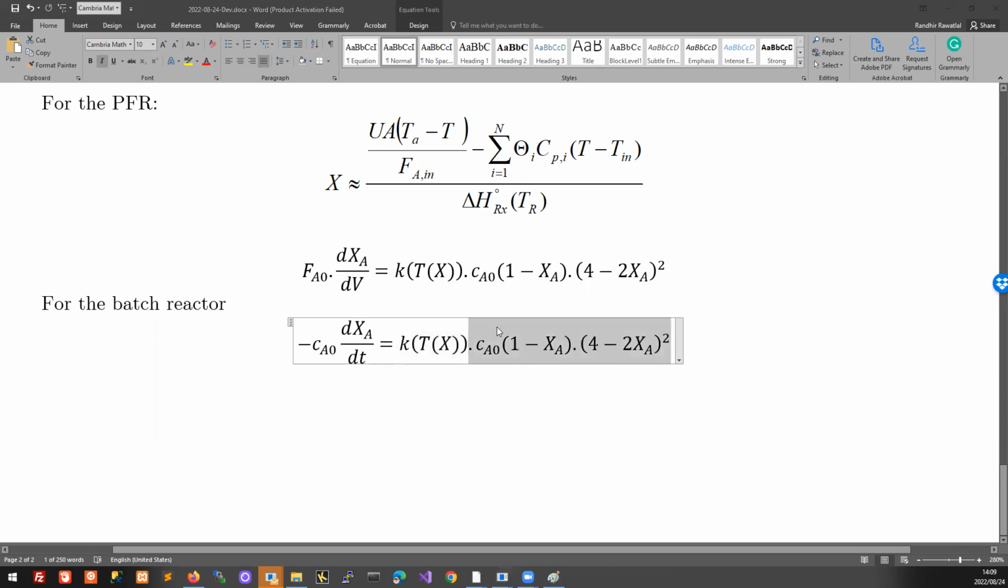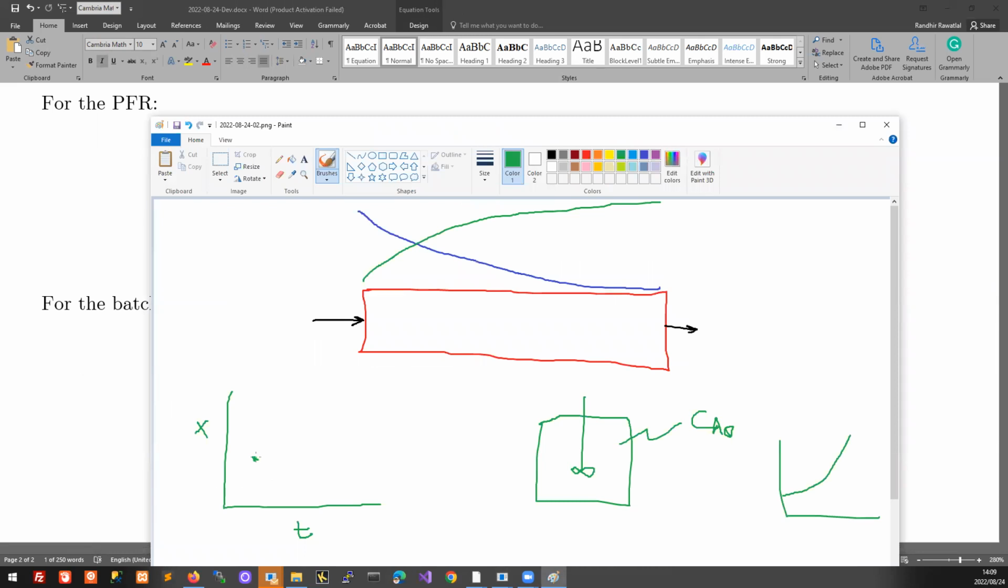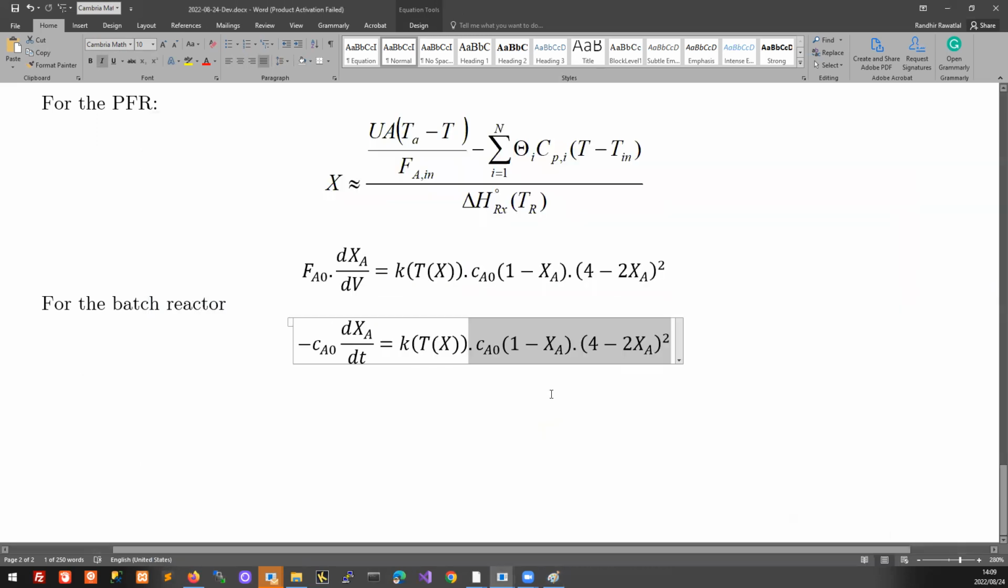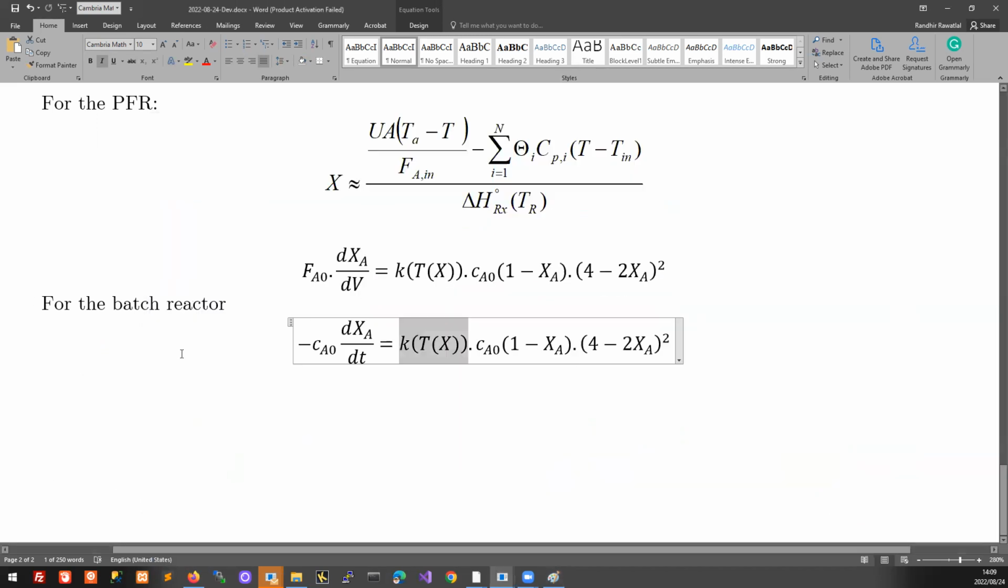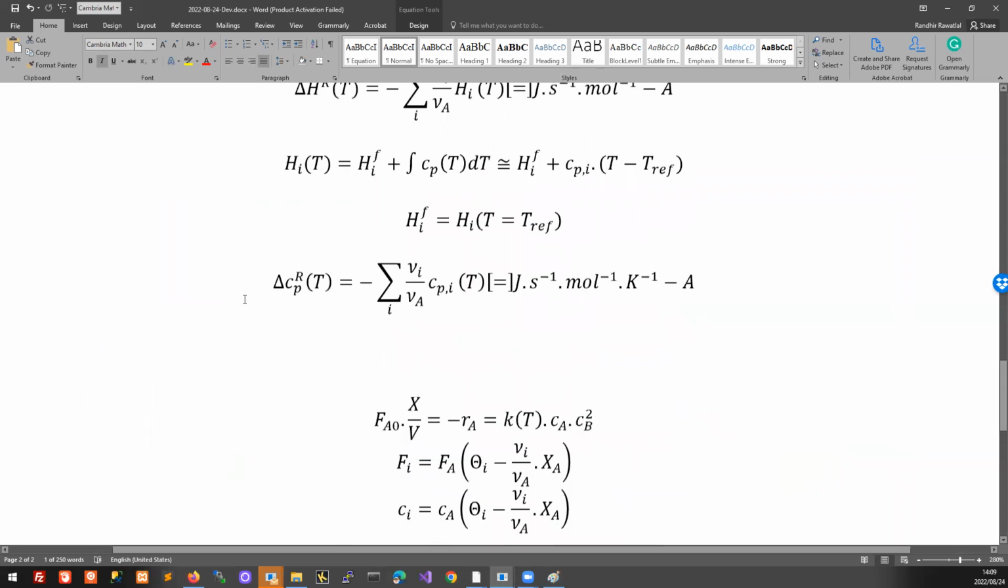Then, as we said, all this is defined. So all this gives us one number. So that's giving us a gradient. So we can take a small step forward, and let's say we get to here. So that defines a new conversion. So again, we can put in a new conversion here and here and here, and then we get a new temperature and a new K, and that gives us a new slope. And so we can step forward and span out our solution. Same approach applies when you are integrating along this tube. Okay. All right. So that's for the batch reactor also.